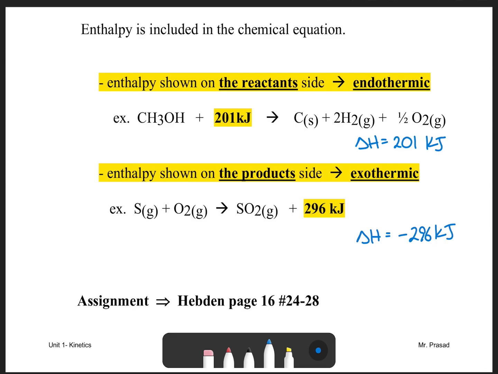The Hebden assignment for this lesson is page 16, numbers 24 to 28.